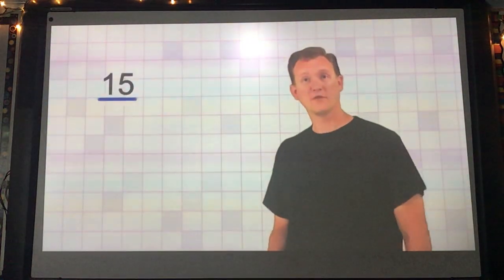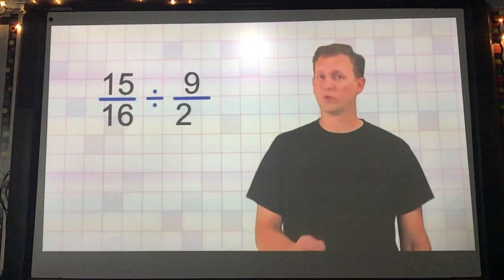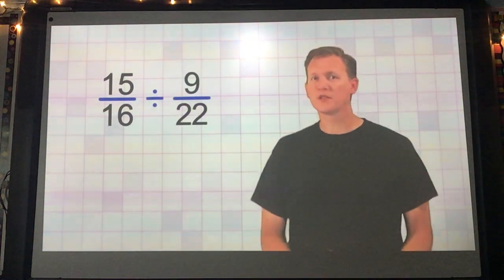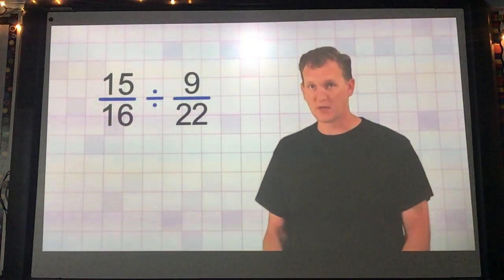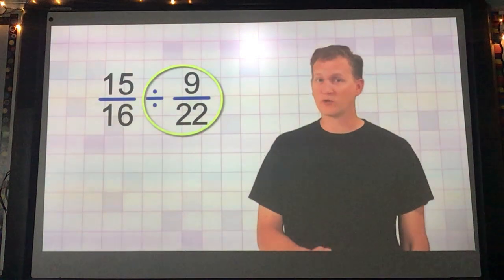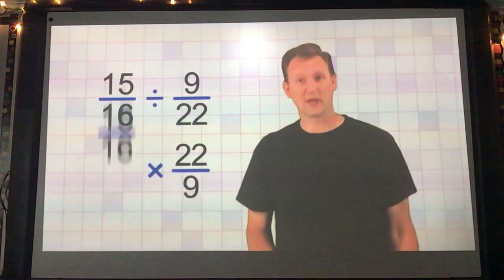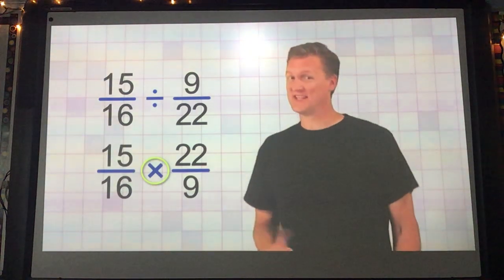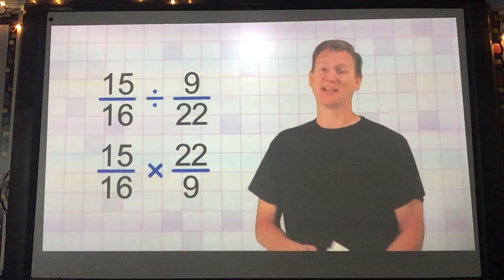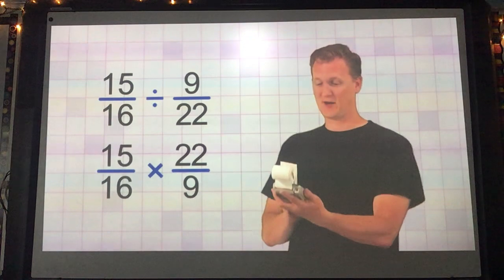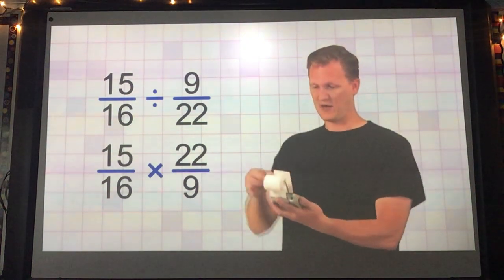Let's try 15/16 divided by 9/22. Again, the first thing we want to do is rewrite our problem. We'll change the divided by 9/22 into times 22/9. Now all we have to do is multiply. But since these numbers are kind of big, I'm going to use my calculator to help.